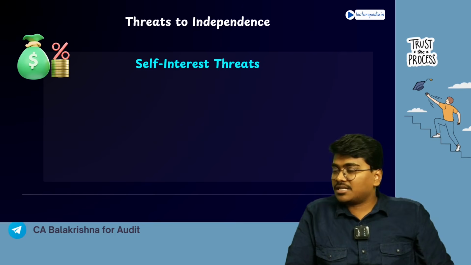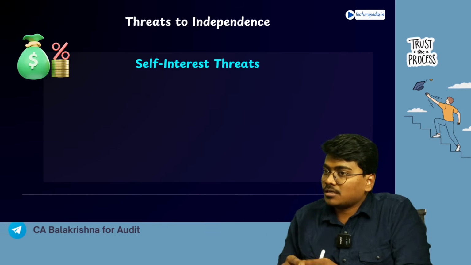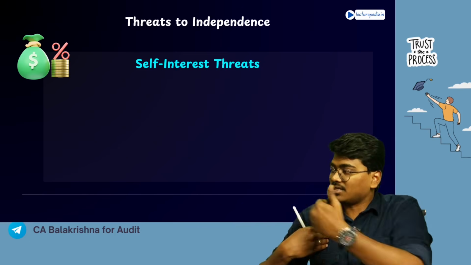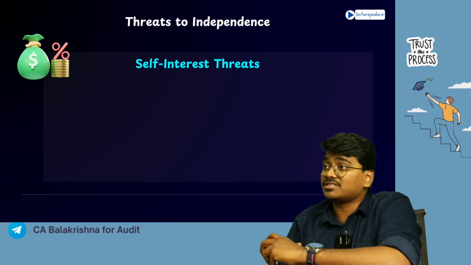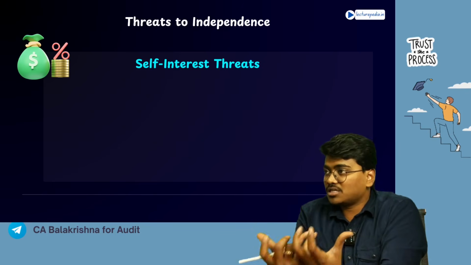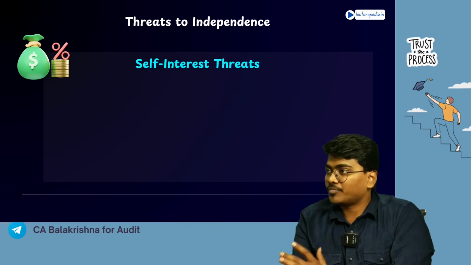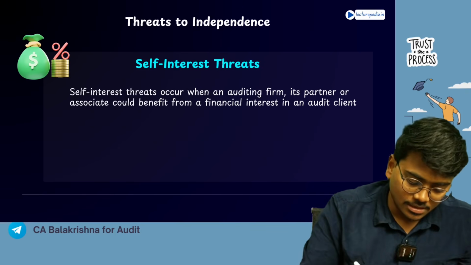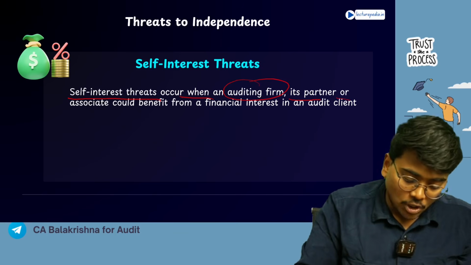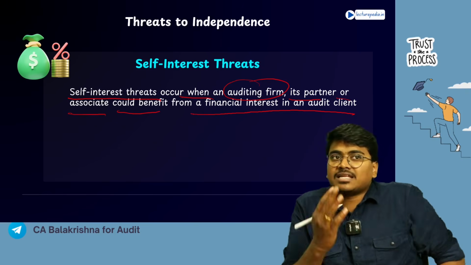Another way in which self interest threat can occur. Now, the auditor and the client, both of them together, are doing some other business. For that other business some other person is the auditor, but the auditor and the client together have a certain business relationship. Then also he will acquire a certain self interest threat. These are some of the examples in which you can acquire self interest threat. Basically, self interest threat is generally created in the monetary form. See, self interest threats occur when an auditing firm, its partner or associate could benefit from a financial interest in an audit client.